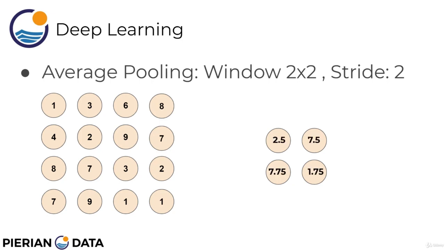With average pooling, you do the exact same process, except in this case, instead of taking the max value, you just average out those values.